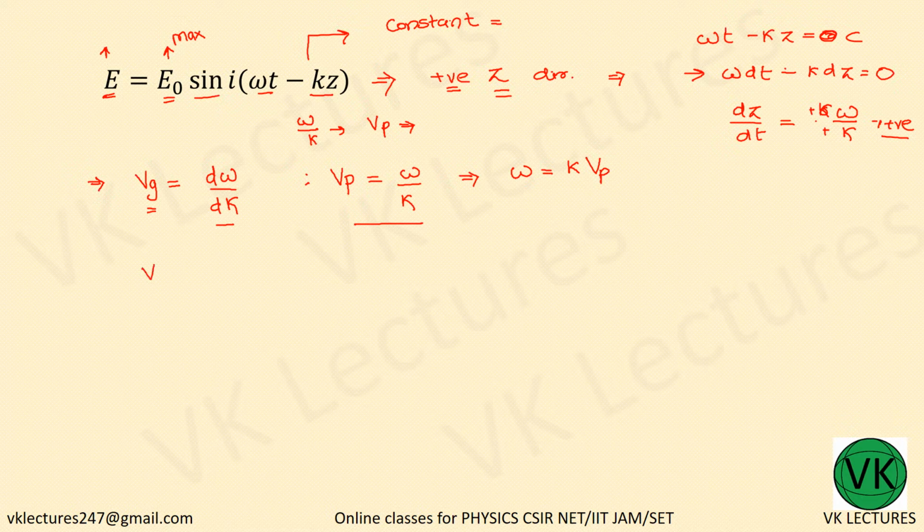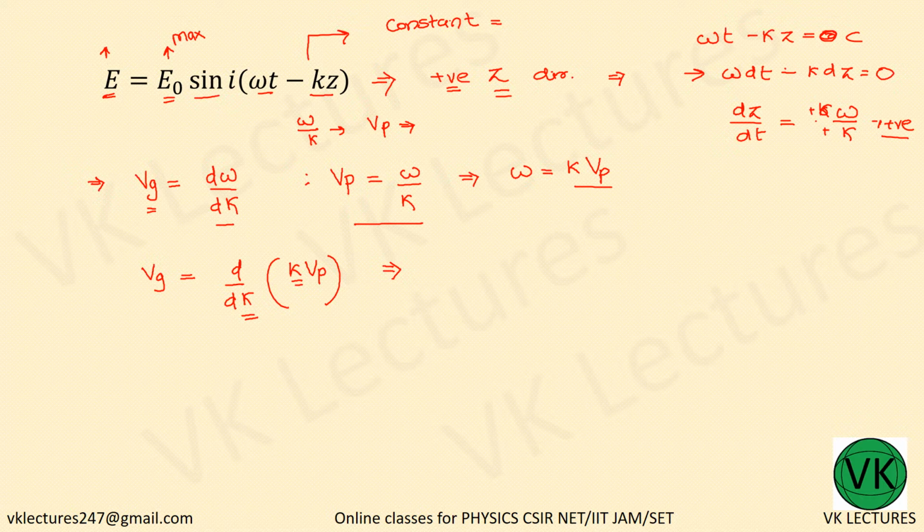Then we can write Vg, which is the group velocity, as d by dk of omega, or we can write omega as k Vp, so d by dk of k Vp, which is omega, right? Now what we can do is differentiate with respect to k. We will take it with respect to k first.